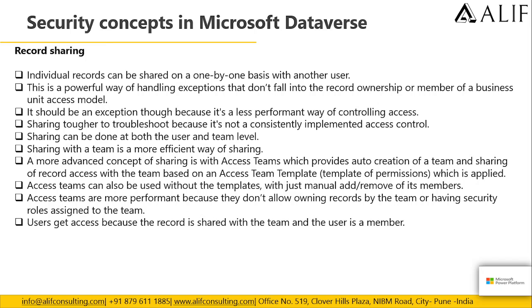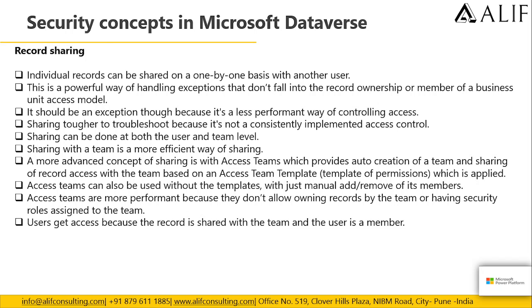Next is record sharing. Individual records can be shared on a one-by-one basis with other users. It is a powerful way of handling exceptions that don't fall into the record ownership or member of a business unit access model. It should be an exception though, because it's a less performant way of controlling access. Sharing is tougher to troubleshoot because it's not a consistently implemented access control. Sharing can be done at both the user and the team level. Sharing with the team is a more efficient way of sharing.